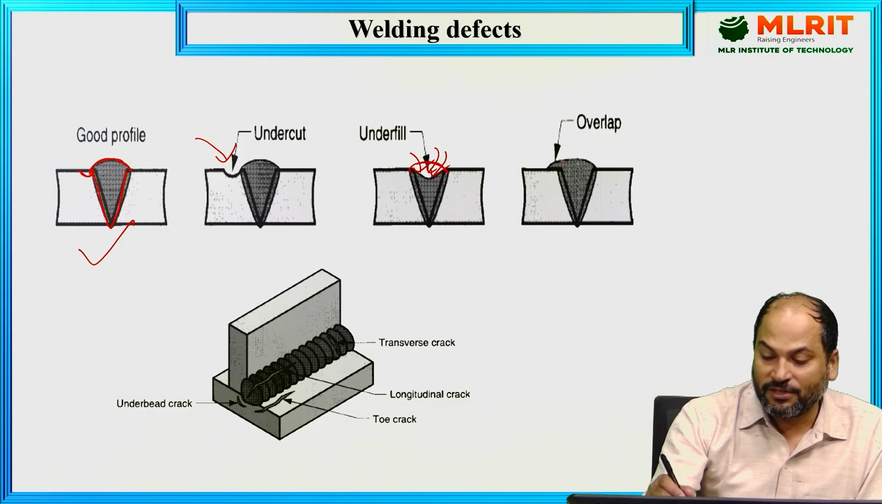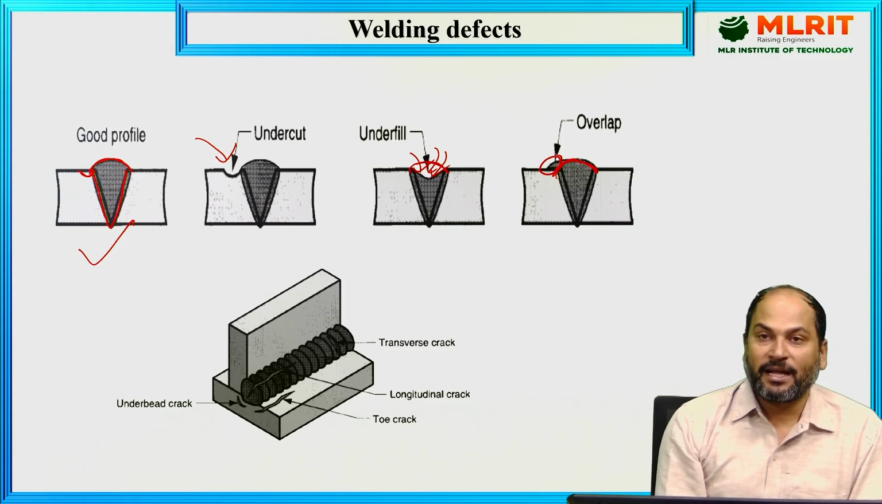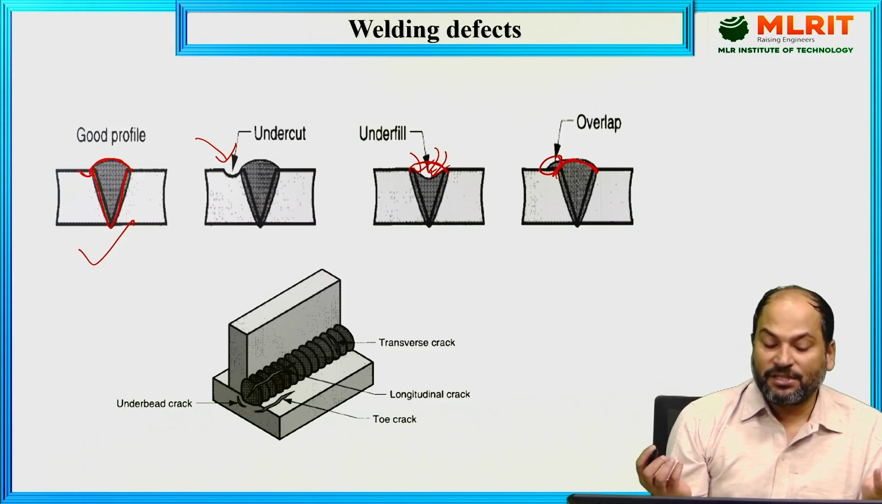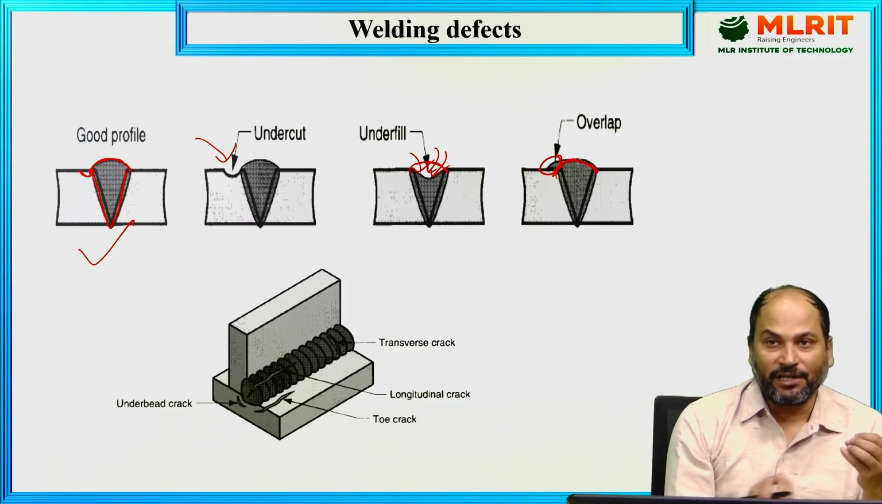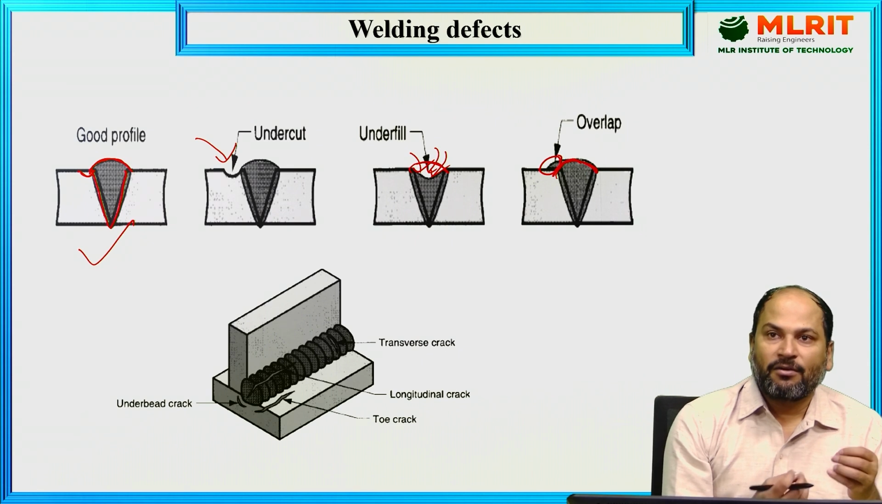That's so it will appear like this. Ideally it should be like this, but look, it is looking like this. This is known as overlap. Different kinds of cracks can be generated. It may be surface cracks, or internally also there may be cracks. What is the reason behind it?